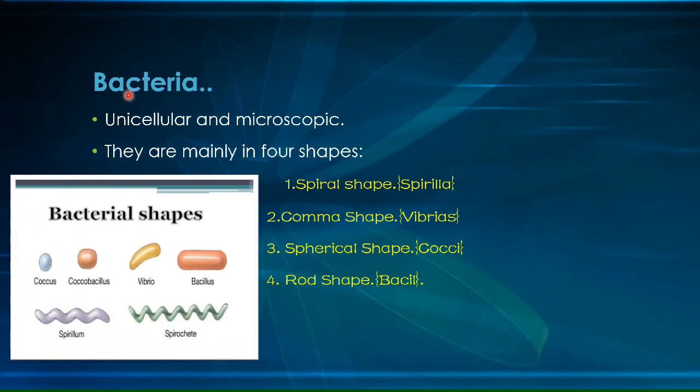When talking about the features of bacteria, they are unicellular and microscopic. As I told you, some bacteria are unicellular, but some are multicellular. Bacteria come in 4 shapes. The first one is spiral shape, the second is comma shape, the third is spherical shape, and the fourth is rod shape. The examples for these shapes: for spiral shaped microorganisms, spirilla; for comma shaped, vibrios; for spherical shaped, cocci; and for rod shaped, bacilli.